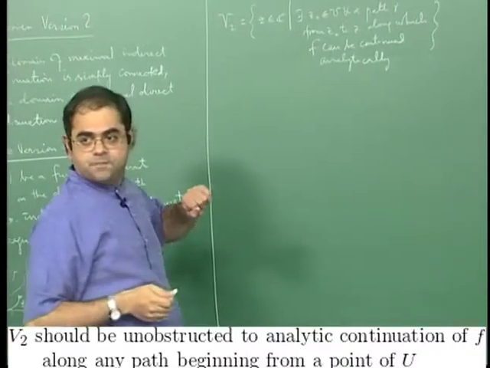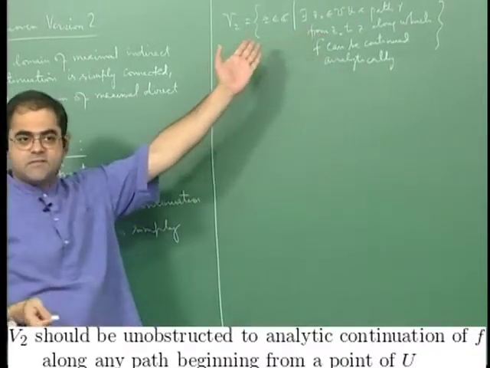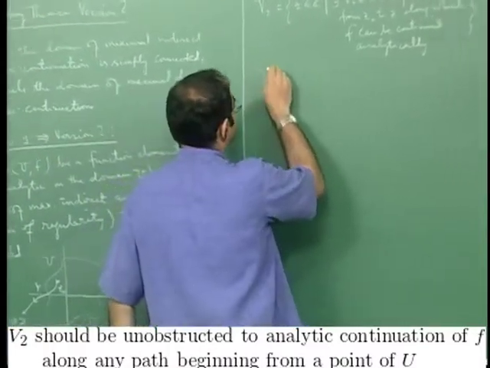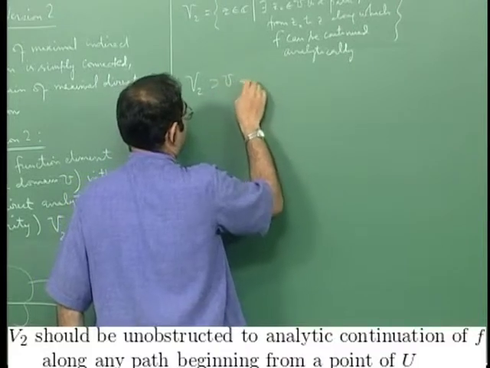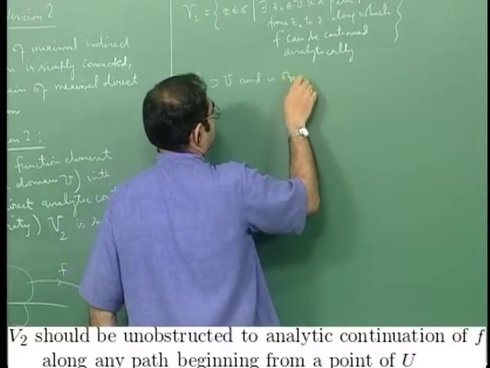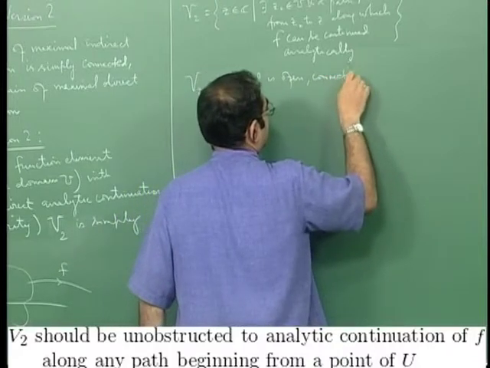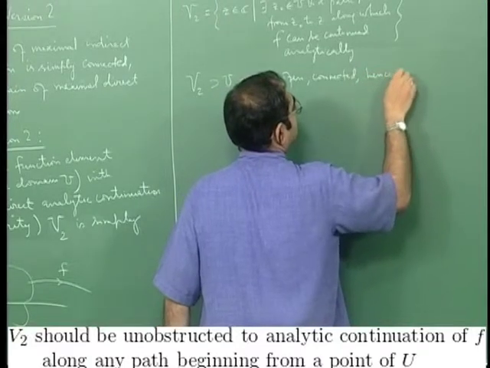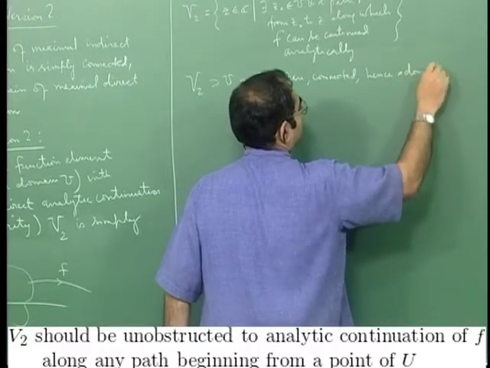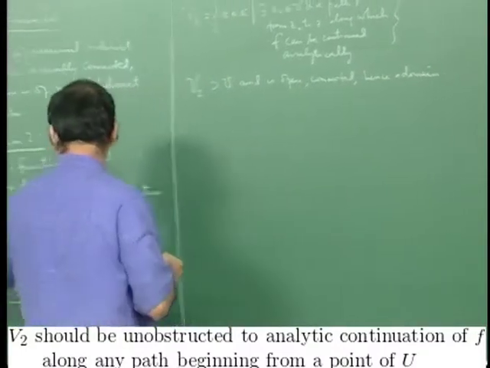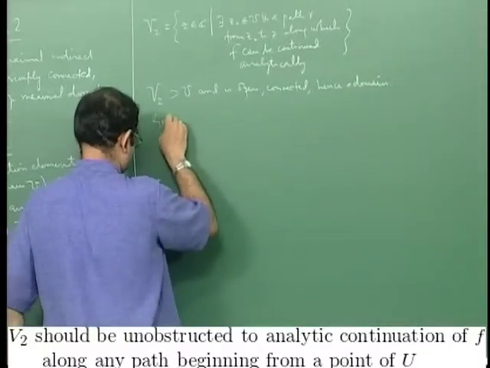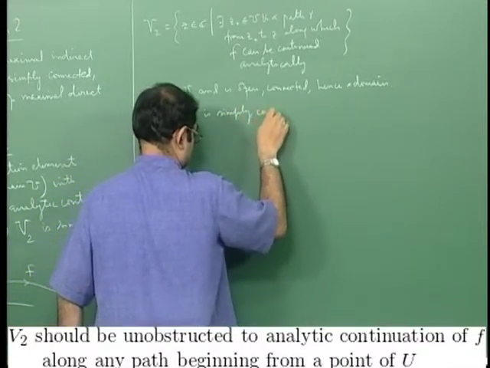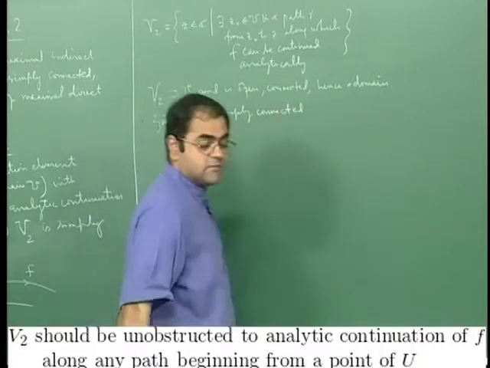This is the definition of V2, and by this definition itself, we checked last time, it is very easy to check that V2 is both open and connected, so it is a domain. V2 contains U and is open, connected, hence a domain, and that is the domain of regularity. And what is given is that V2 is simply connected.